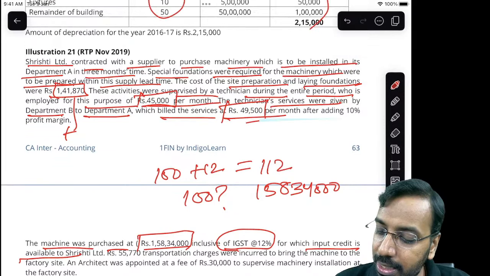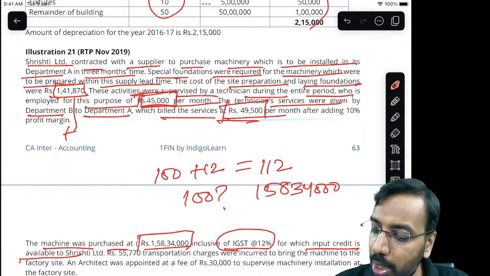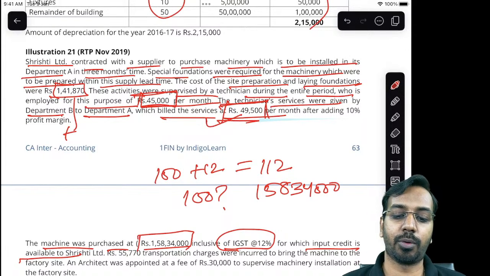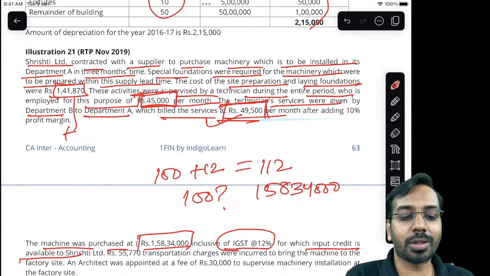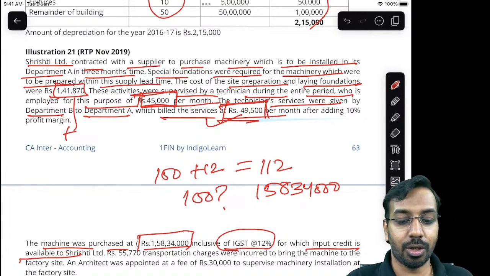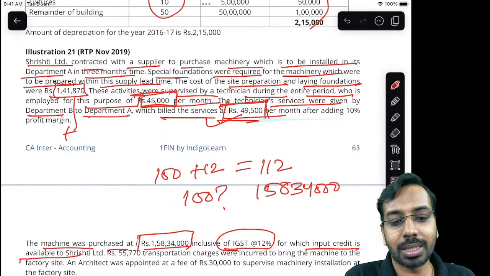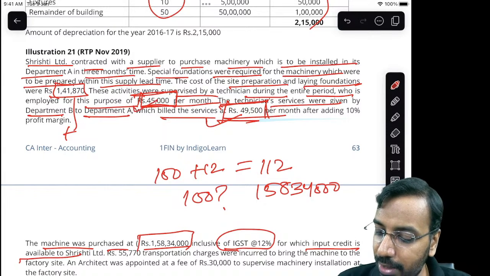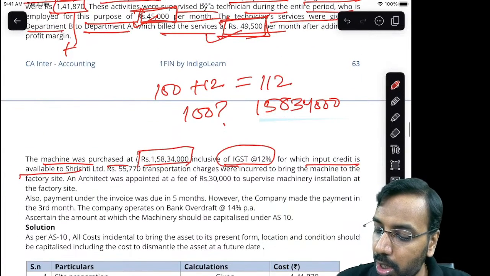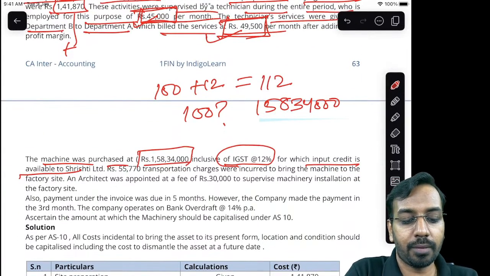We will always consider it at cost. We will not consider the profit portion. Internal profit: see, Department A, Department B, both of them are within the organization. So you will not consider the internal profit that is being generated. So you will consider 45,000 only. 100 is how much?